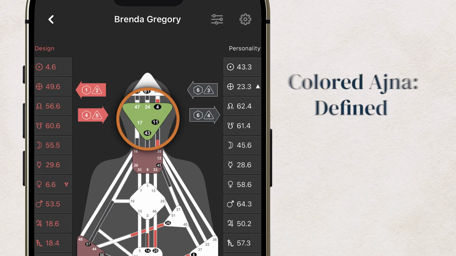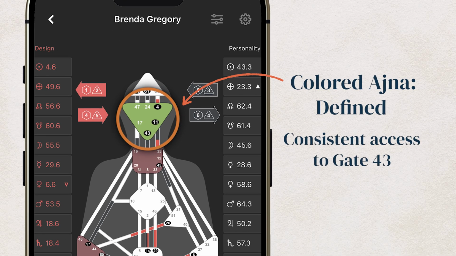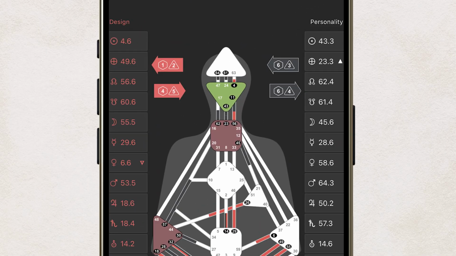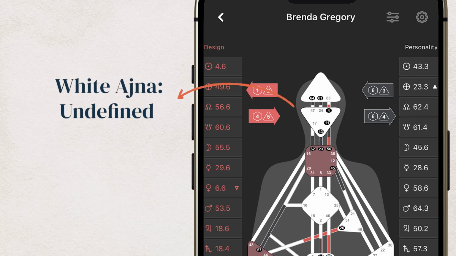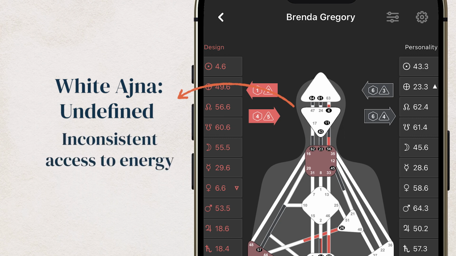Now, there can be definition or no definition. For me, there is definition, meaning I have consistent energy and access to that gate 43. The insights feel like they are going to be consistent. I can count on them being consistent in coming through. Versus if I had 43 with no Ajna definition, that would feel very different. It's very inconsistent, and I can't always count on the energy coming through.